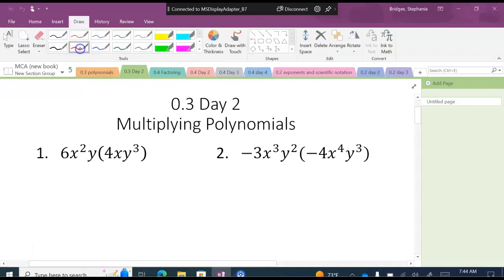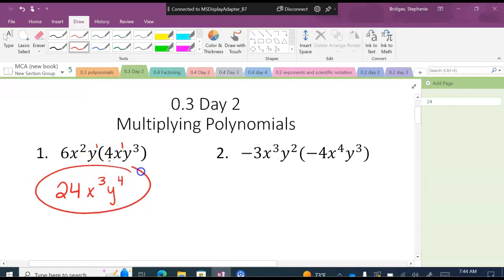All right, I'm going to do number 1 again just so it's on this recording. So you multiply the 6 times the 4, which we did. We got 24. And then x squared times x to the first is x to the third. And then y to the first times y to the third is y to the fourth. So what about number 2?